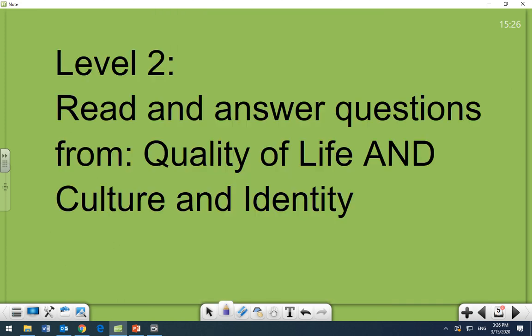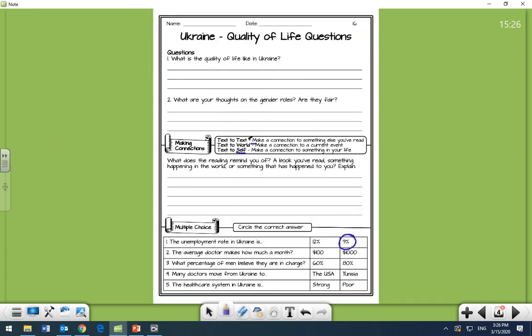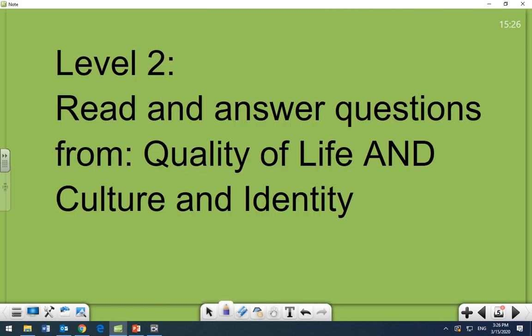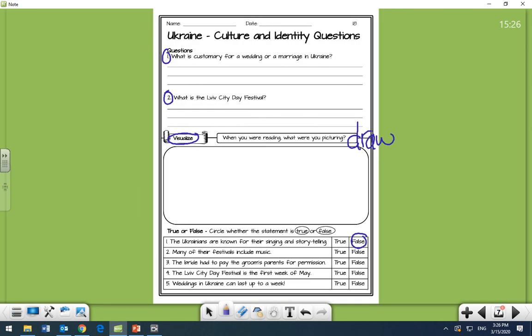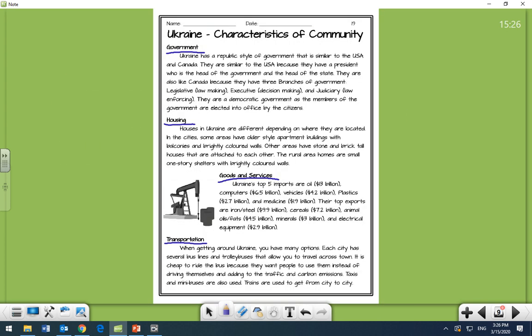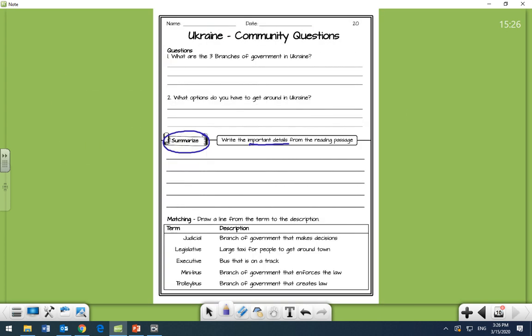I really want to see this page on my Class Dojo as your assignment. That is what you need to submit. But if you've done level 2, you need to submit quality of life and culture and identity questions. And if you've done level 3, you need to submit quality of life, culture questions, and the community questions. So you should have 3 pictures for your Class Dojo. Good luck and read well.